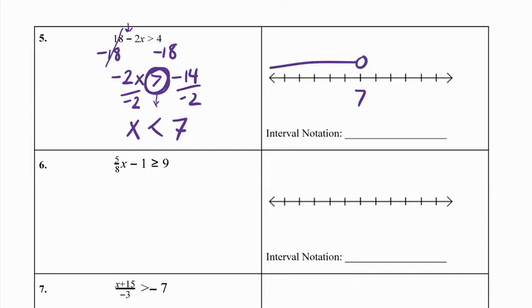Open circle on the 7, shade in the negative direction, the less than direction. We would have an open interval from -infinity up to 7.